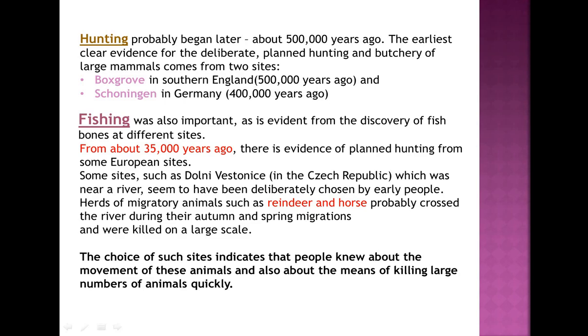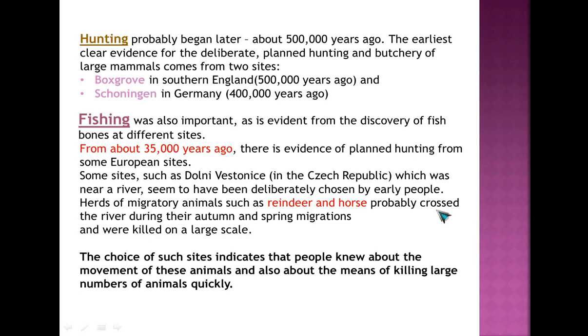Next is fishing, and fishing is also evident from the fish bones that were gathered. Fossilized fish bones are also recovered, and it is very easy for archaeologists to find out whether it was a part of fishing or whether it was eaten, and such things.